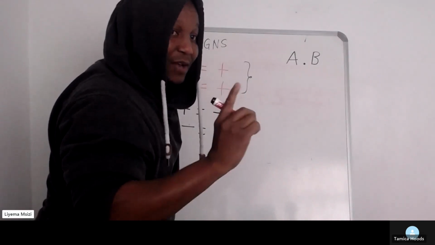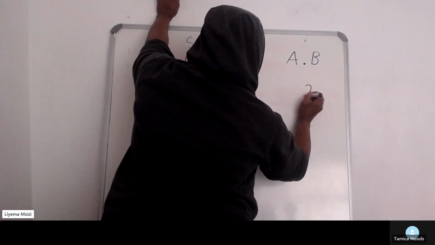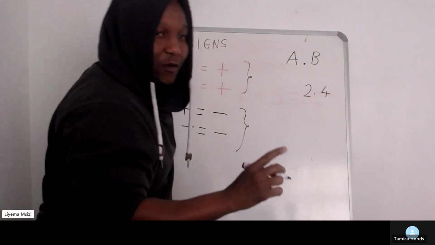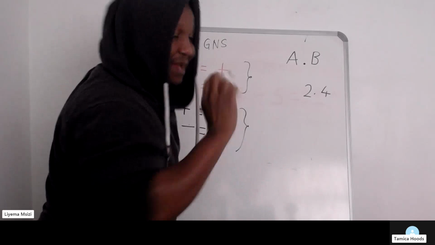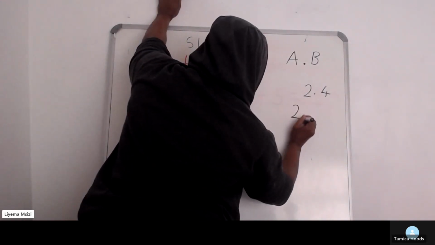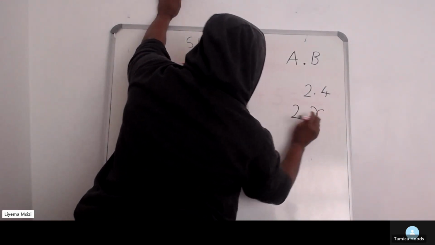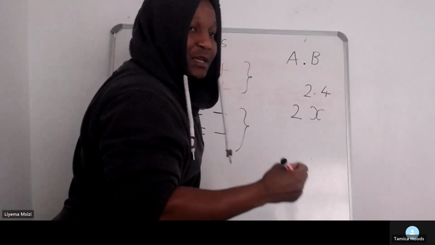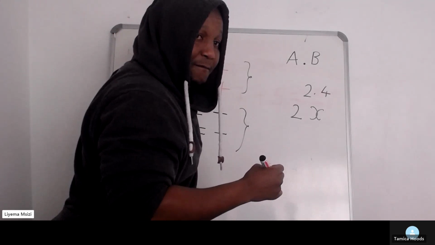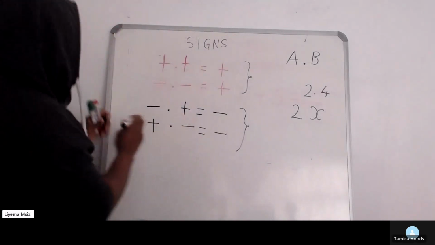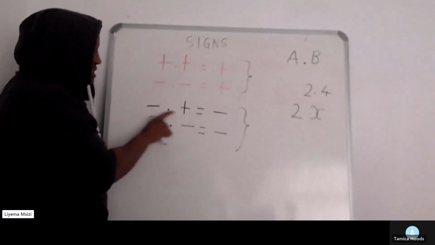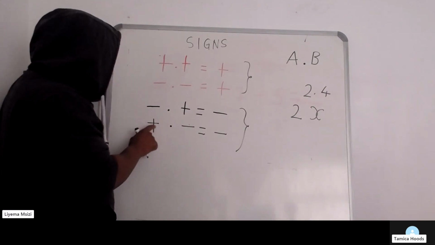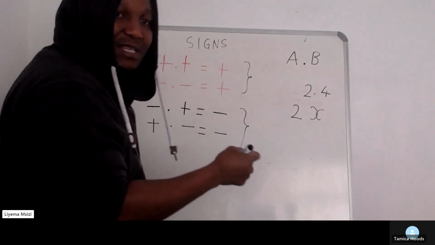But do not confuse it if somebody says 2.4. This is just 2.4, or 2 decimal 4. But if you have, let's say, 2x, there's no sign in between, so we assume it's multiplication. Now let's come back here. When we have plus and minus, we know the sign is multiplication.